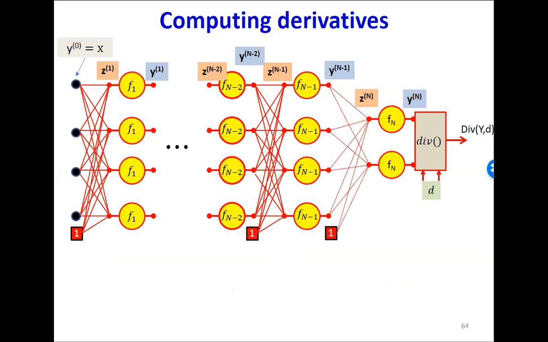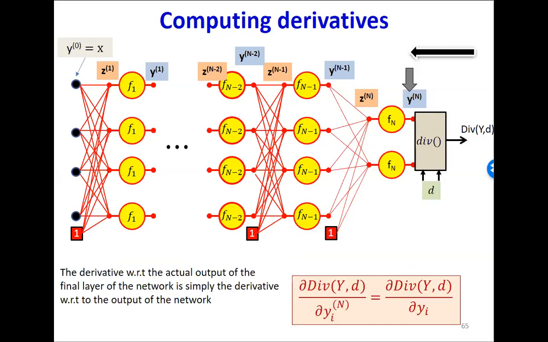First, very first thing, we're going to assume that the derivative of the divergence with respect to the outputs of the network can be computed. And this is of course also the derivative of the divergence with respect to the outputs of the final layer neurons. So this is available. This is how the derivative is defined.